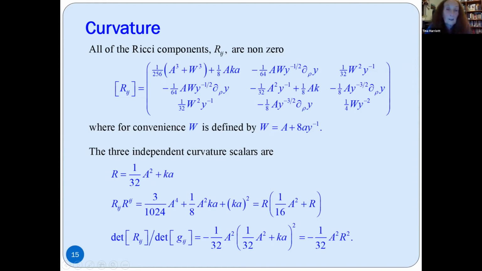When one is seeking new solutions, it's of course important to determine if that solution is really new or a previously known solution in a different set of coordinates. One way to help with that determination is to find the independent curvature scalars, of which there are just three in 2+1. The first is the Ricci scalar itself, shown here in terms of the three constants. The other two are shown here and can be written in terms of R and the constant A.